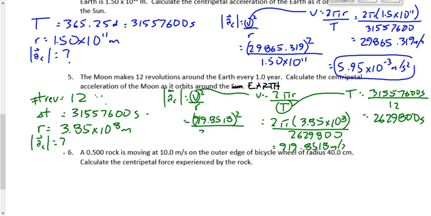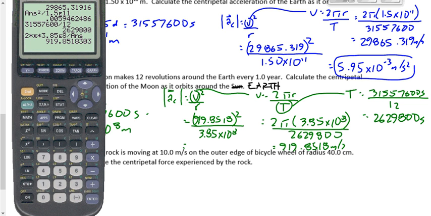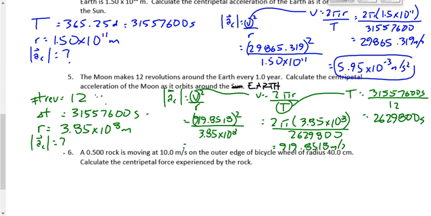What's R? 3.85. We're going to expect a fairly small acceleration here too, I think. Not sure exactly what, but let's take that number, square it, divide it by 3.85 times 10 to the 8. Gives us a value of 2.2 times 10 to the negative 3. So sure enough, a fairly small acceleration there as well.